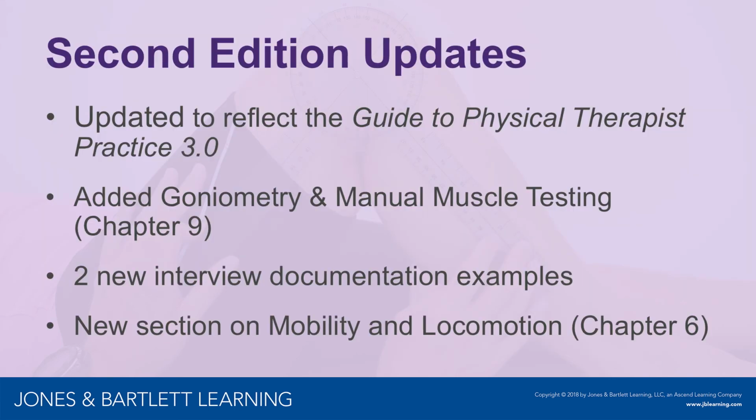Some of the key updates to the second edition: all content has been updated and revised to reflect the Guide to Physical Therapist Practice 3.0, including added information about systematic reviews. Another major update for the second edition is the addition of goniometry and manual muscle testing in Chapter 9. There are also 2 new documentation examples of the interview portion of the exam. Those were added to the end of Chapter 4 for a total of 3 examples.